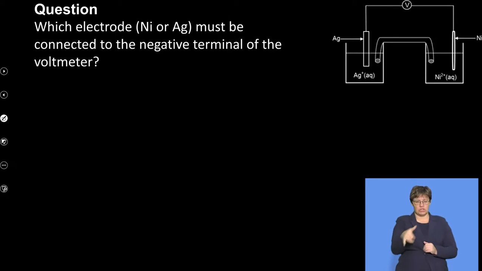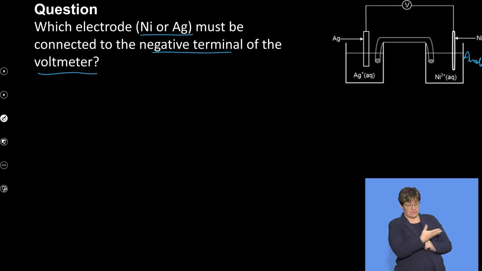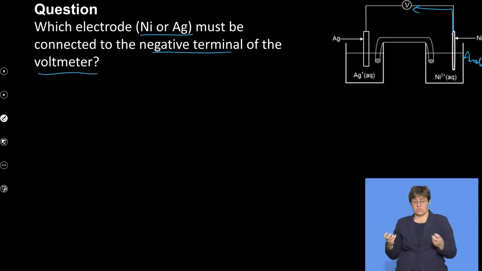It says here, which electrode, nickel or silver, must be connected to the negative terminal of the voltmeter? Now remember what we said. This is the anode, and it's giving away electrons. So this is the source of electrons. So this must be the negative. This is the positive. This is the positive terminal of the voltmeter.